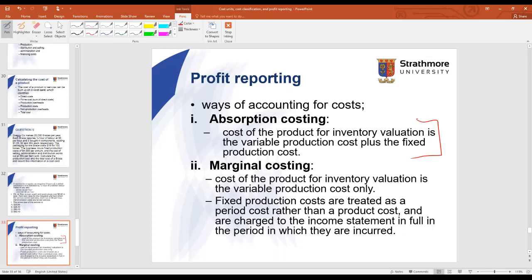If there is any fixed production overhead, it is treated as what is referred to as a period cost. What's a period cost? I think I mentioned it, like in the case of rent.